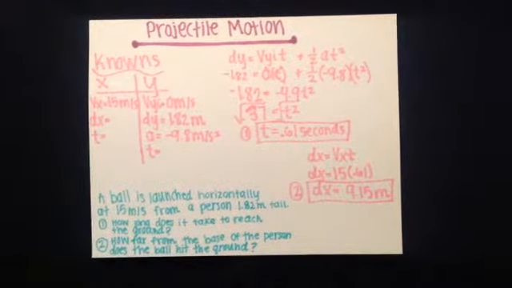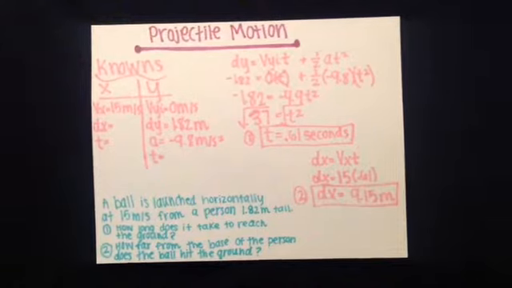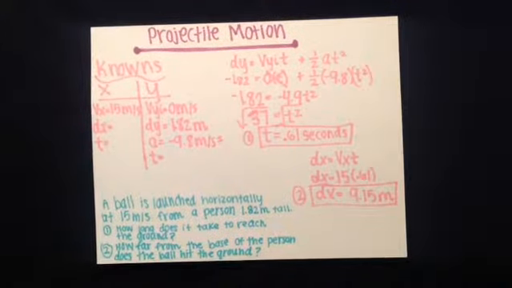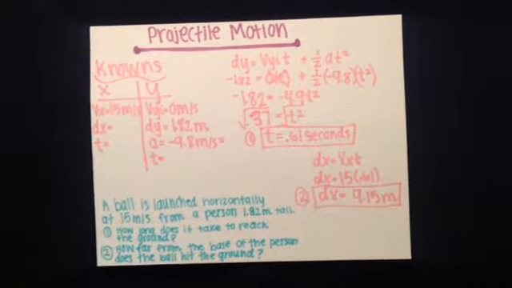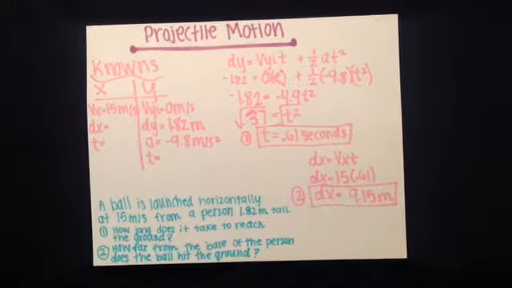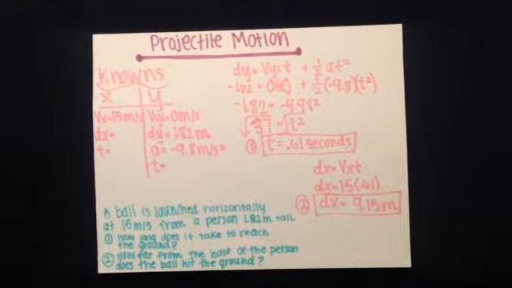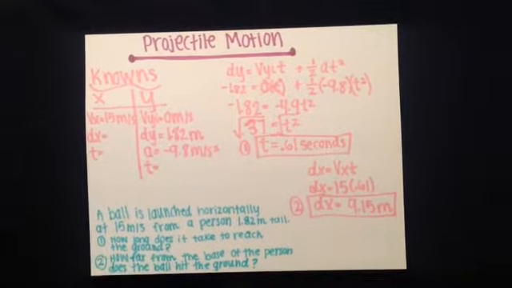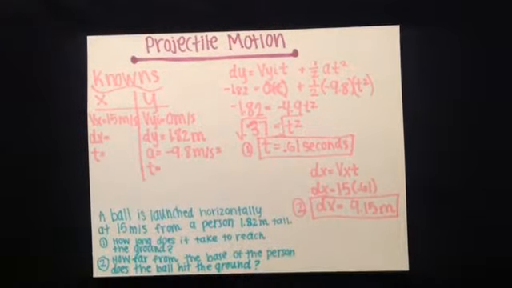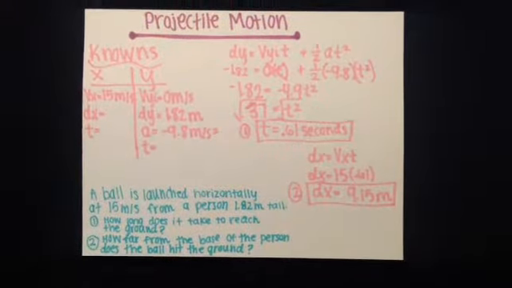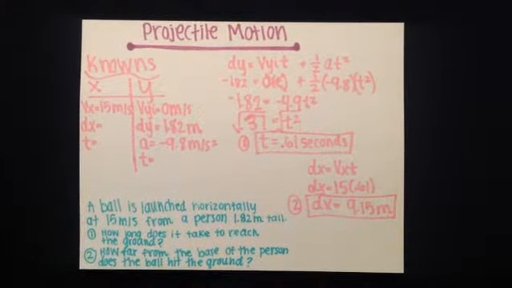A ball is launched horizontally at 15 meters per second from a person 1.82 meters tall. 1. How long does it take to reach the ground? 2. How far from the base of the person does the ball hit the ground? To better organize our information, we can set up an X and Y chart.